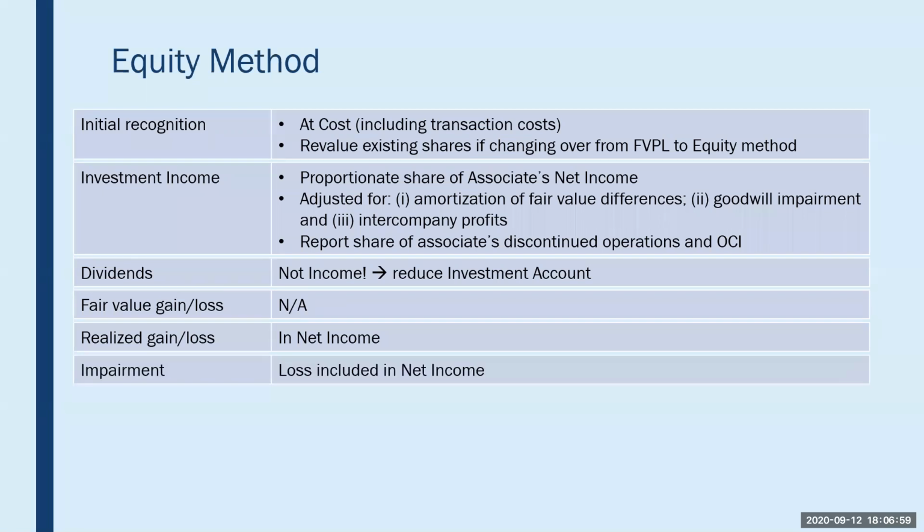From time to time, the investment will be assessed for possible impairment. And if the recoverable amount is found to be lower than the book value of the investment, then an impairment loss is recorded as part of net income.